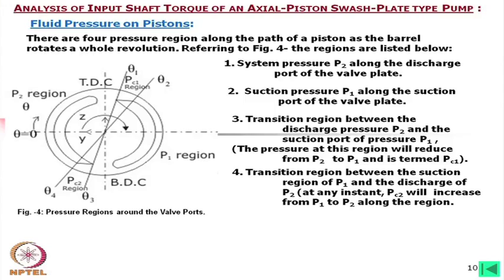rotates a whole revolution. Now, referring to this figure, the system pressure P2 is along the discharge port of the valve plate, and suction pressure P1 along the suction port of the valve plate. In the transition region between the discharge pressure P2 and the suction port pressure P1, the pressure will reduce from P2 to P1 and is termed PC1. Just remember this term because we are using it later in the equations. And in the transition region between the suction region P1 and the discharge P2, at any instant PC2 will increase from P1 to P2 along the region.